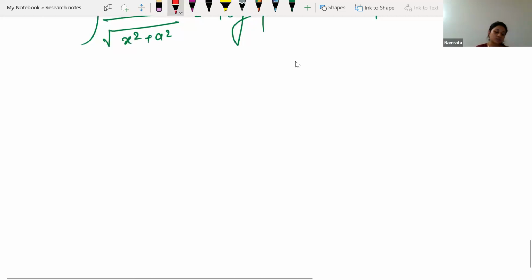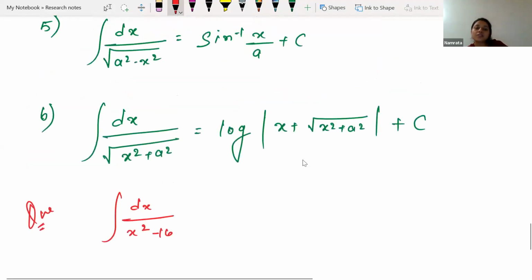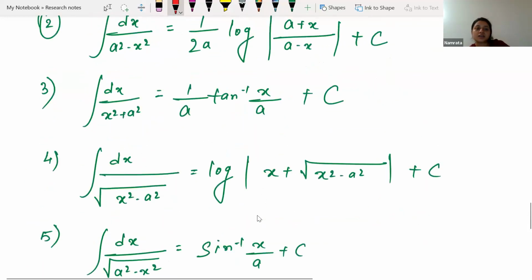So the first question I want to take is the integration of dx by x square minus 16. Now we will go back and see which formula it looks like. X square minus 16 is there.